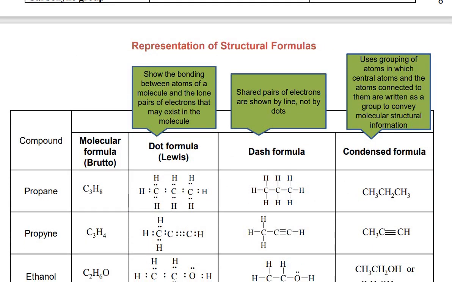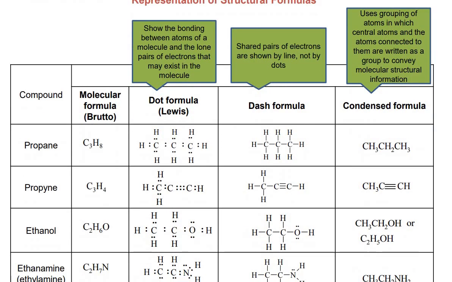So, representations of a structural formula. You can see how you will write the molecular formula like propane, propyne, ethanol, ethanamine. Show the bonding between the atoms of molecules and the lone pairs of electrons that may exist in the molecule. That is the dot formula. This is the dot formula of propane.